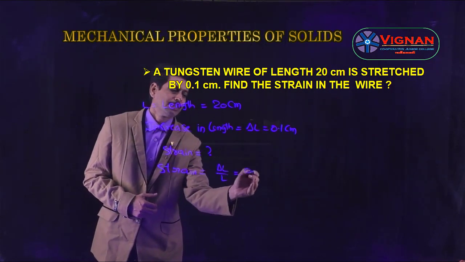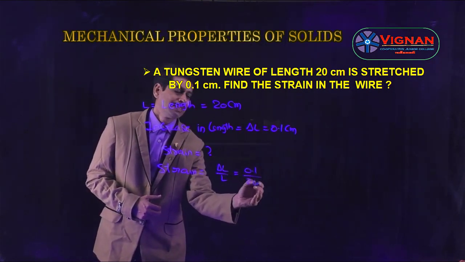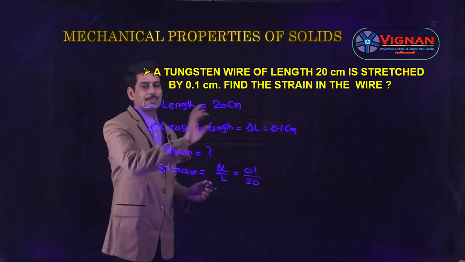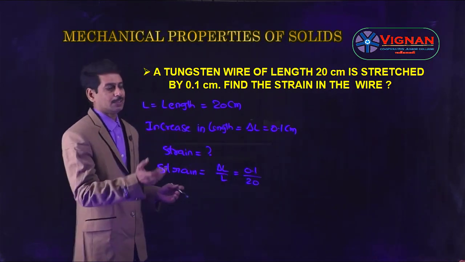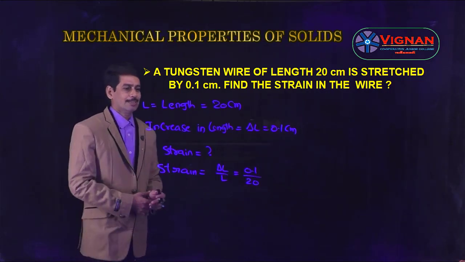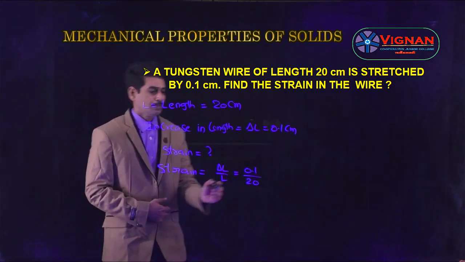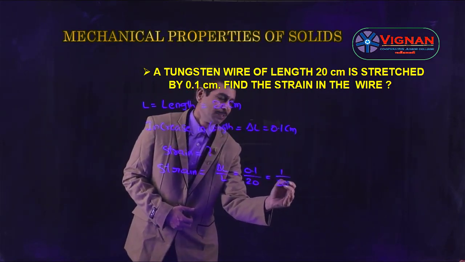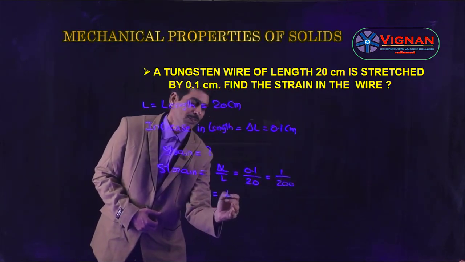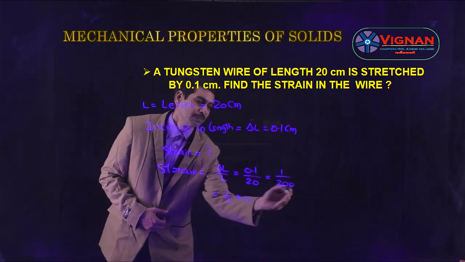So delta L is given as 0.1, whereas L is given as 20. Here both are given in centimeter, so we are not converting into MKS. Even if we convert into MKS, they get cancelled because strain has no units. So this is equal to 0.1, which can be written as 1 by 10, so 1 by 200. This is equal to 1 by 2 into 10 power minus 2.